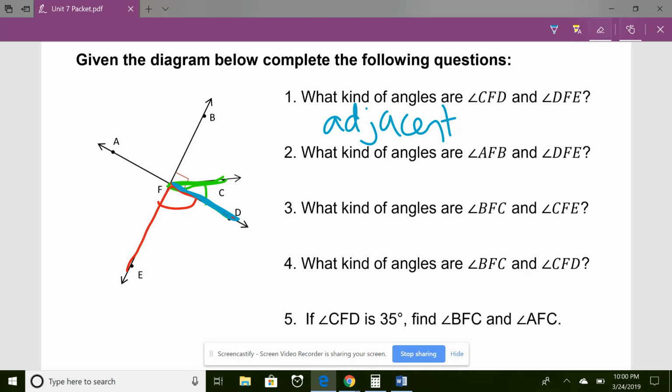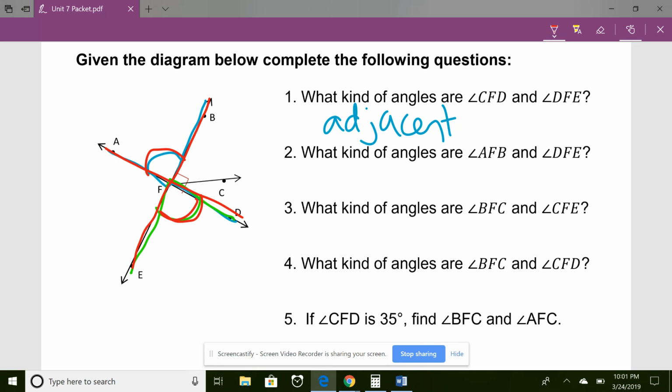All right, let's look at another pair of angles for number 2. So number 2, we have AFB and DFE. So this angle and this angle right here. These are two angles on opposite sides of two intersecting lines. So here are my two intersecting lines, AD and BE, and they are on opposite ends of each other. They are congruent. So whatever AFB is going to be, degree-wise, that's going to be DFE.